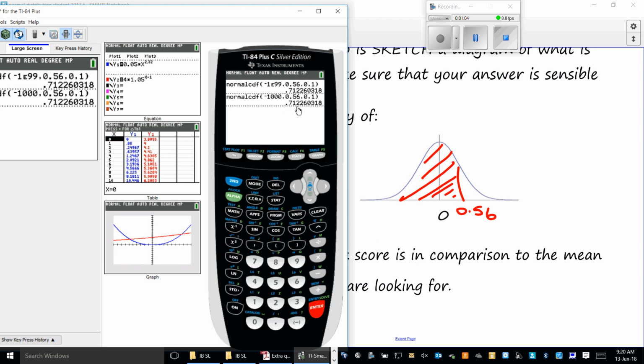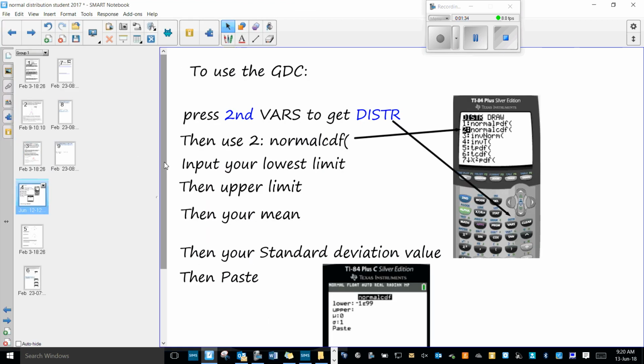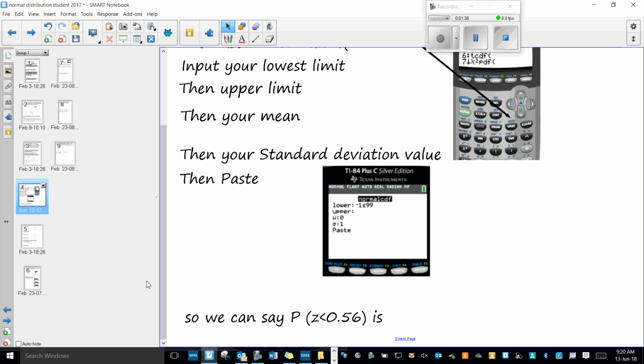0.712. How do we round answers when we're doing mathematics in SL? 3 significant figures. So this to 3 significant figures would be 0.712. So that would be our answer here. So down here, we would say 0.712. Okay?